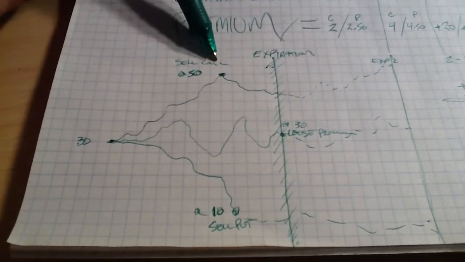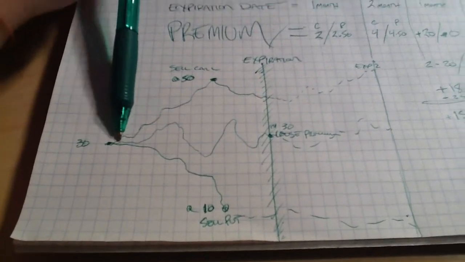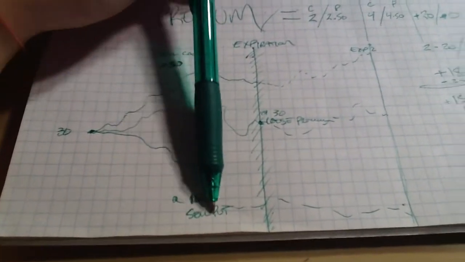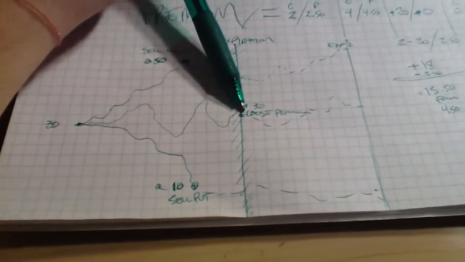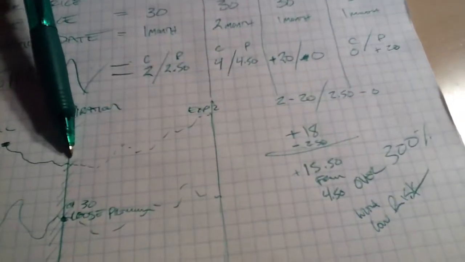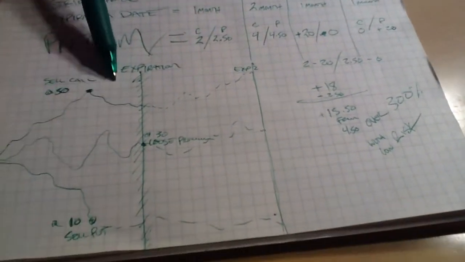But again, say 30 to 50, you sell the calls. And you can just leave the puts, they're probably at 0. 30 to 10, you sell the puts, you can leave the calls. It's interesting to note though, if it's trading at $30 on expiration, you lose probably 100% of your premium because nobody's going to want to buy the right at 30 if they can just go in the market and buy it at 30.